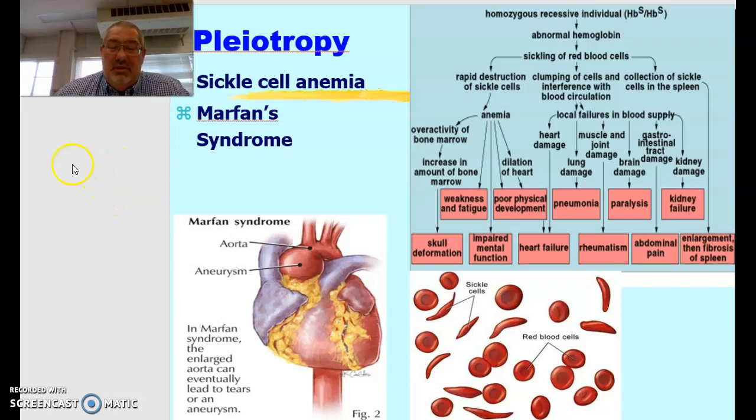Marfan's syndrome results in weakened connective tissue and results in a multitude of effects to the human body, one of which is an increased likelihood for an aneurysm to develop in one of the arteries, such as the aorta, right above the heart. So pleiotropy is when one set of alleles has an effect on several phenotypic characteristics.